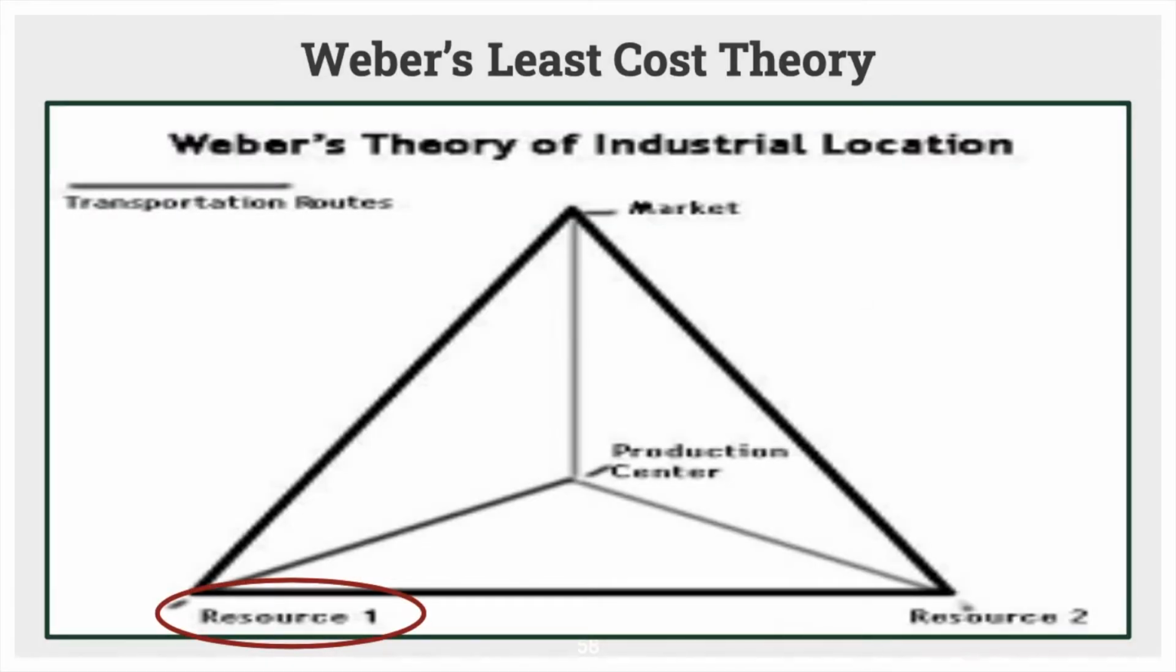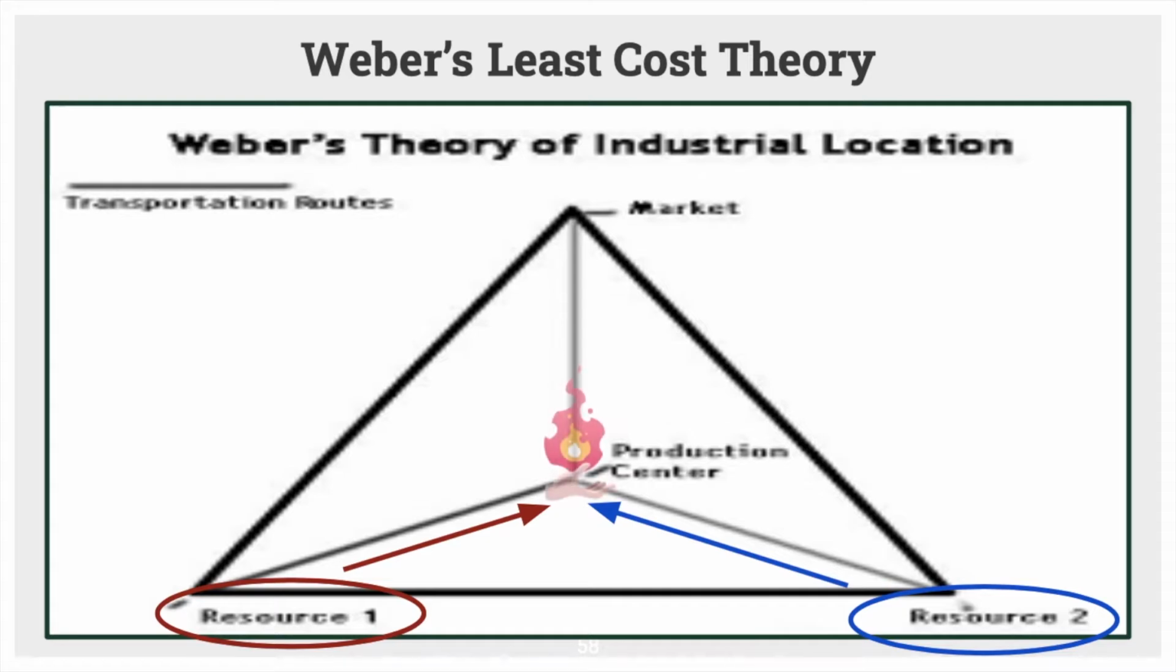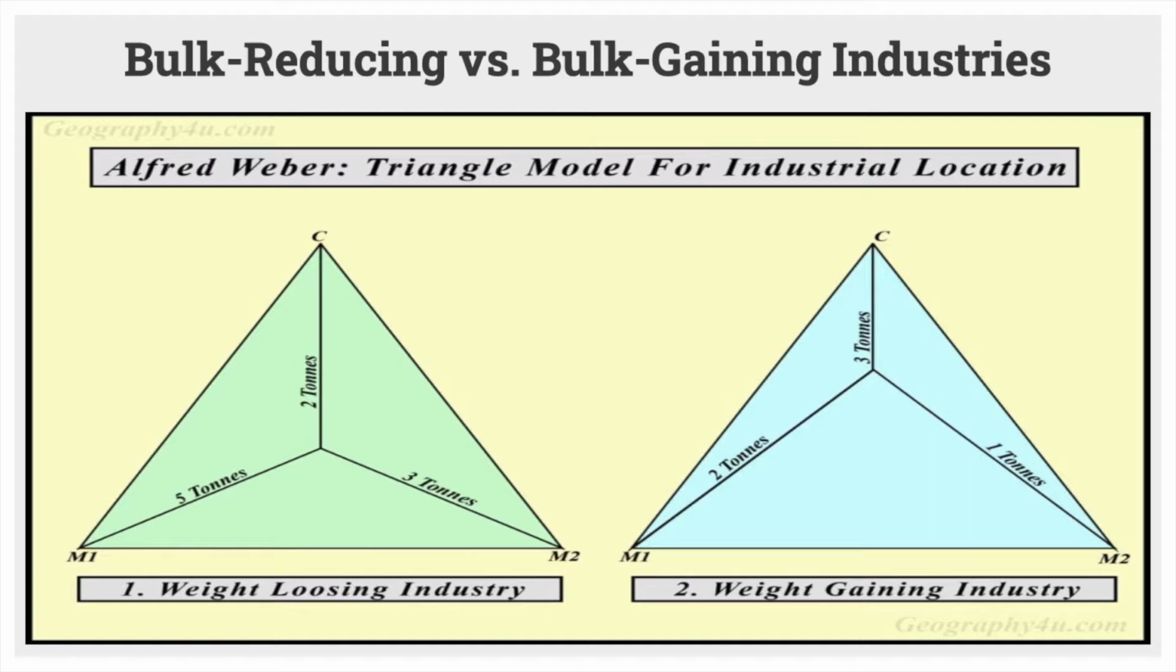You've got one resource, you've got another resource. Those two resources are used to produce something, and then we have to get that something to the market to sell to people to make money. But it's not that simple. Different types of goods require a different process. There's what we call bulk reducing goods or industries and bulk gaining industries.